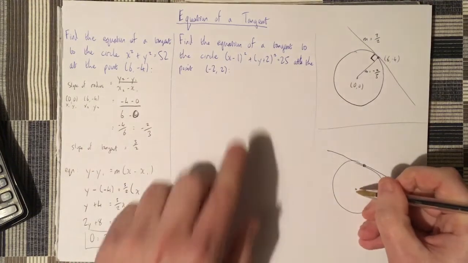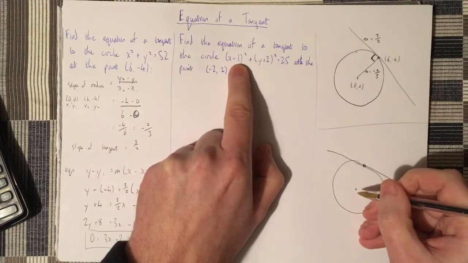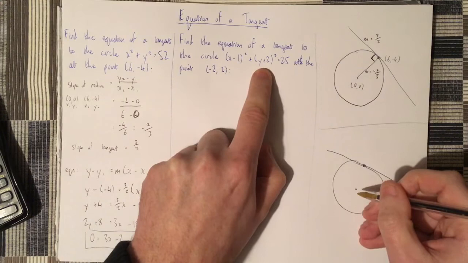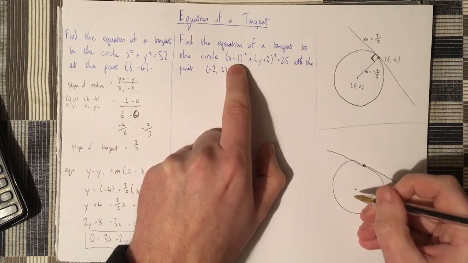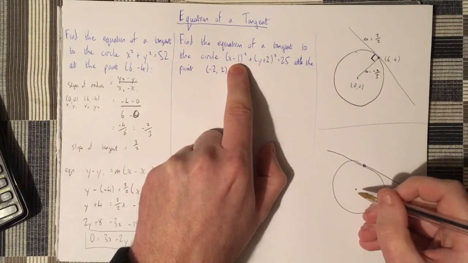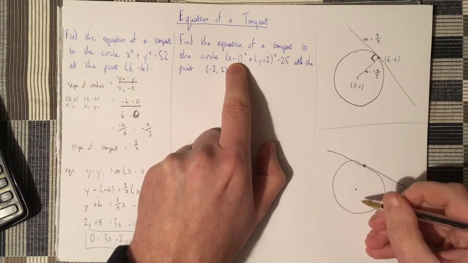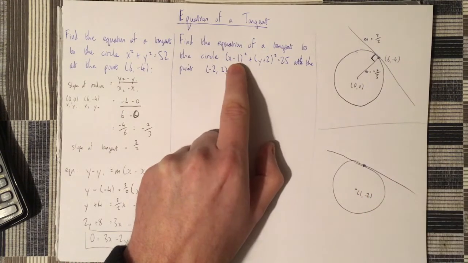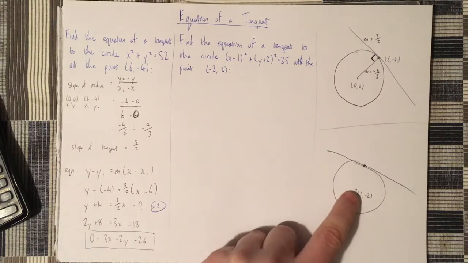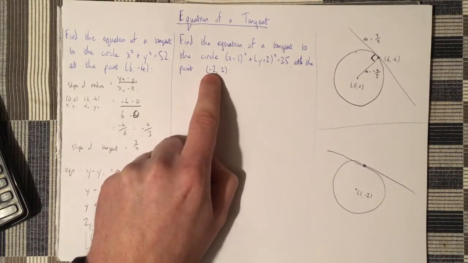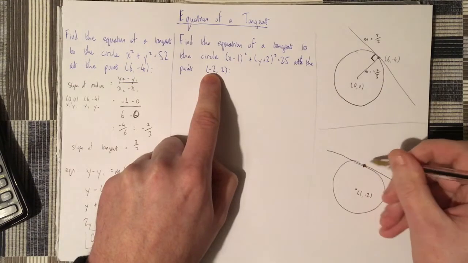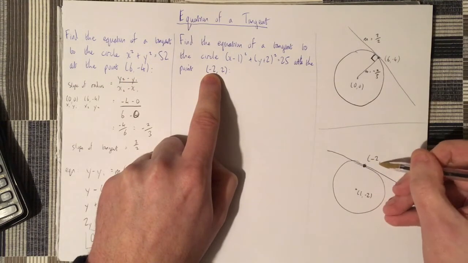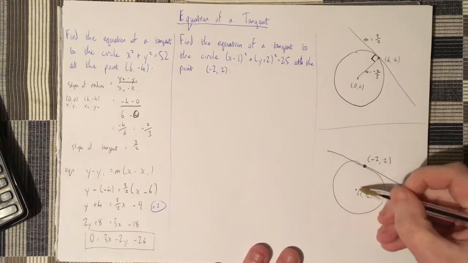All right, what's the center of this circle? Well, it's 1, minus 2. So remember, you're going to use the HK method, so it's this with the sign change, so minus 1 becomes plus 1, plus 2 becomes minus 2. So the center of that circle is plus 1, minus 2. And I'm told I'm looking for a tangent at the point minus 2, 2.